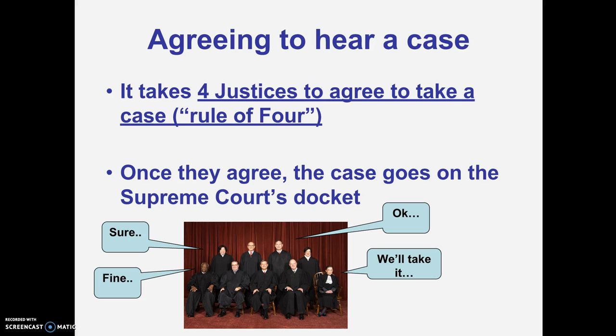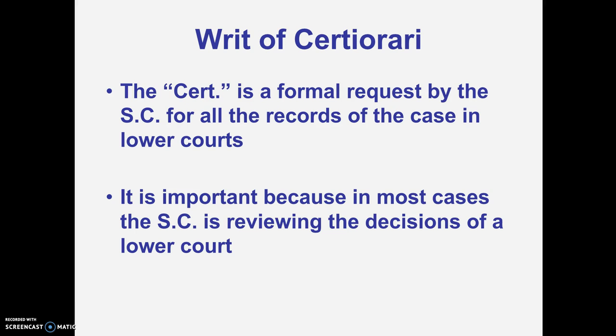Just because you write the Supreme Court doesn't mean that they're going to take your case. It takes 4 justices to agree to accept the case and to hear it. This is referred to as the Rule of 4. And once the Rule of 4 is met, once 4 justices have agreed to take the case, it goes on the Supreme Court's docket for that year, and the process really begins.